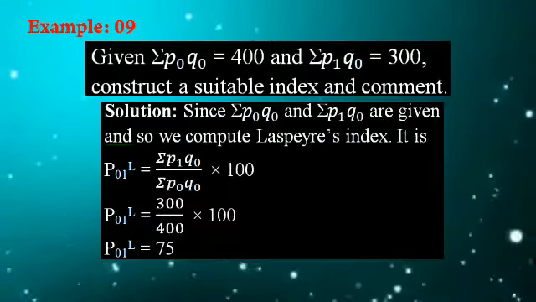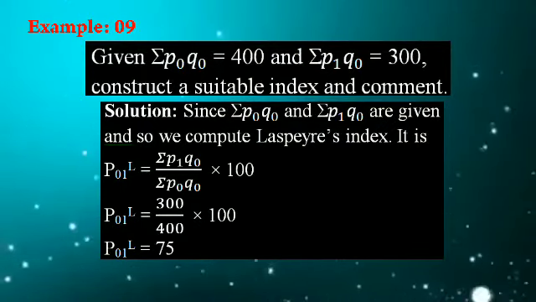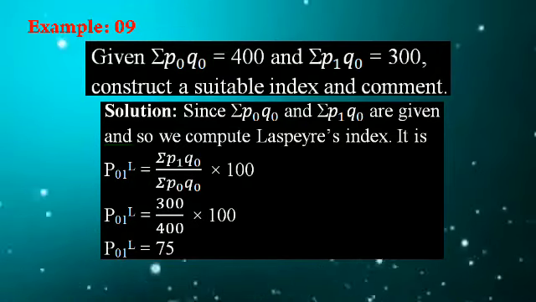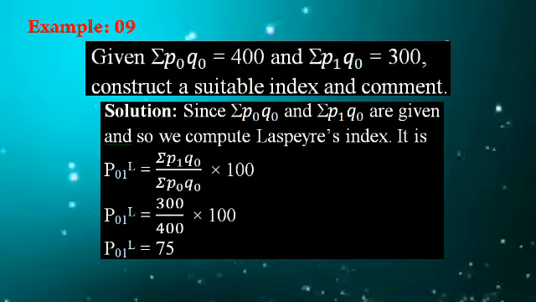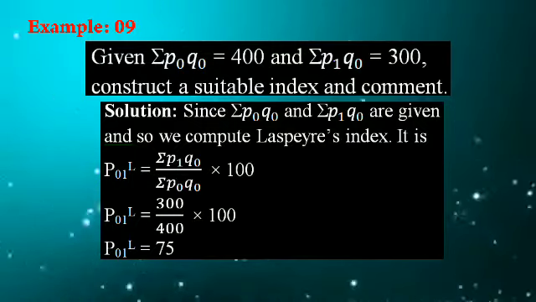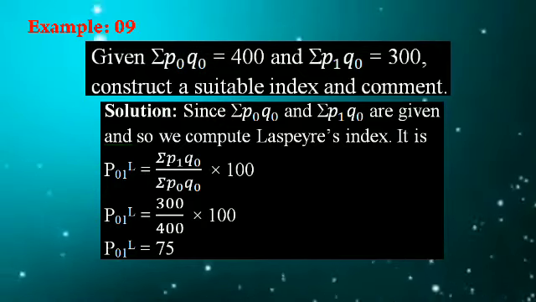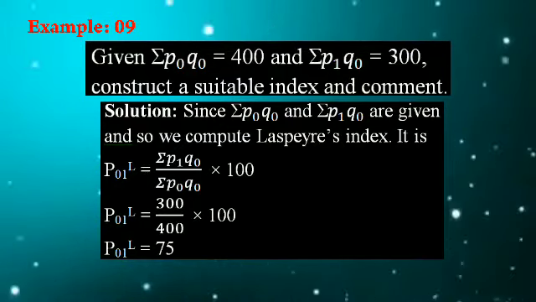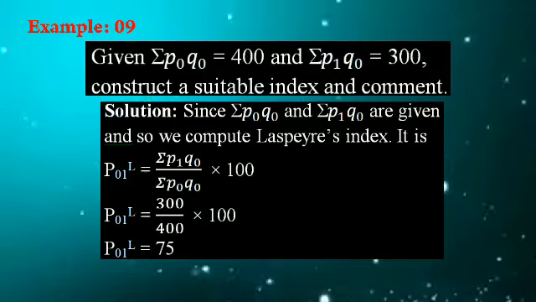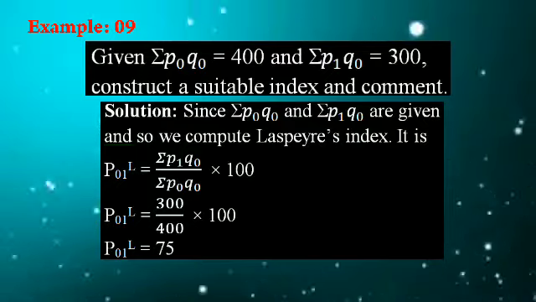So write down the solution. Since sigma p0 q0 and sigma p1 q0 are given, we compute the Laspeyres price index number. It is given by the formula P01 of L equal to sigma p1 q0 divided by sigma p0 q0, multiplied by 100. Substitute in the formula: 300 divided by 400, multiplied by 100, and the answer is 75. After that, the next step is to conclude about the data.